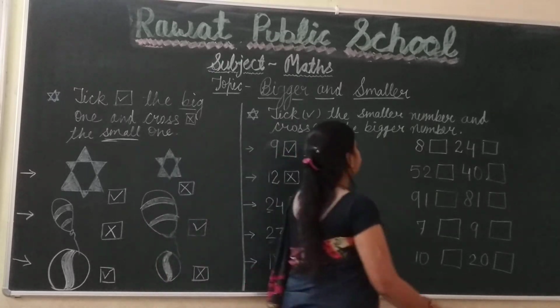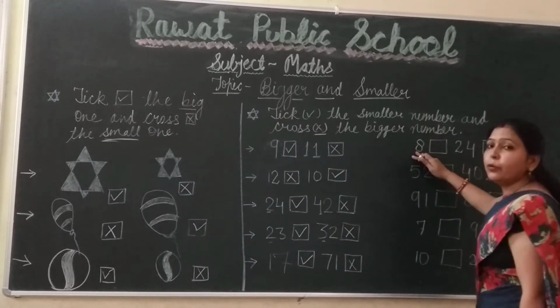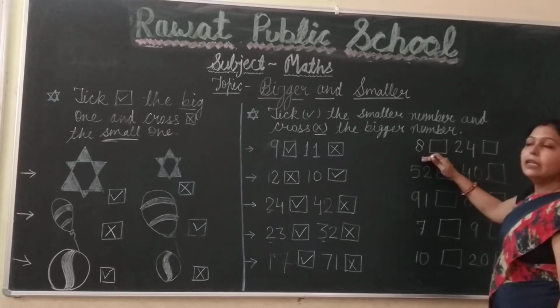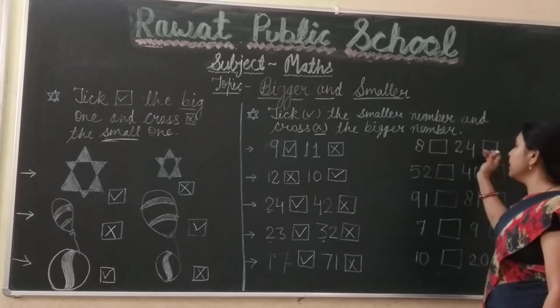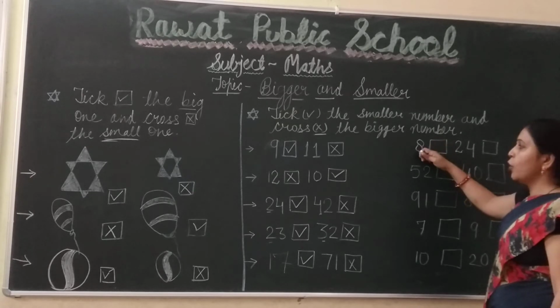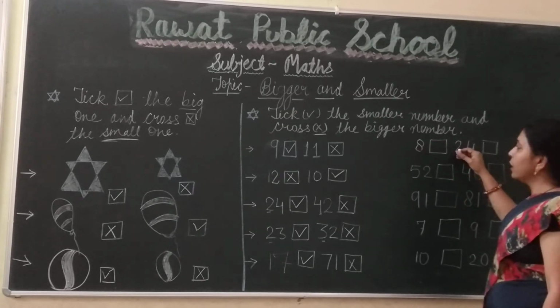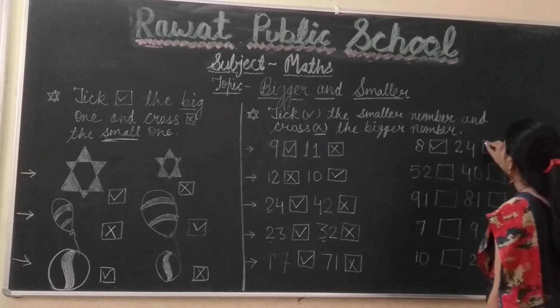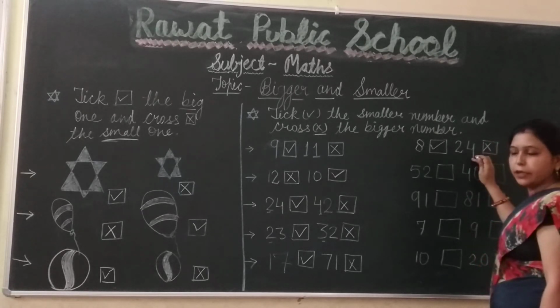Next is here 8 and 24. Okay. So tell me which one is smaller? Definitely 8. इसलिए आप easily find out कर सकते हैं. 8 is the smaller number and 24 is bigger number. So we can take in front of smaller number and cross in front of bigger number.